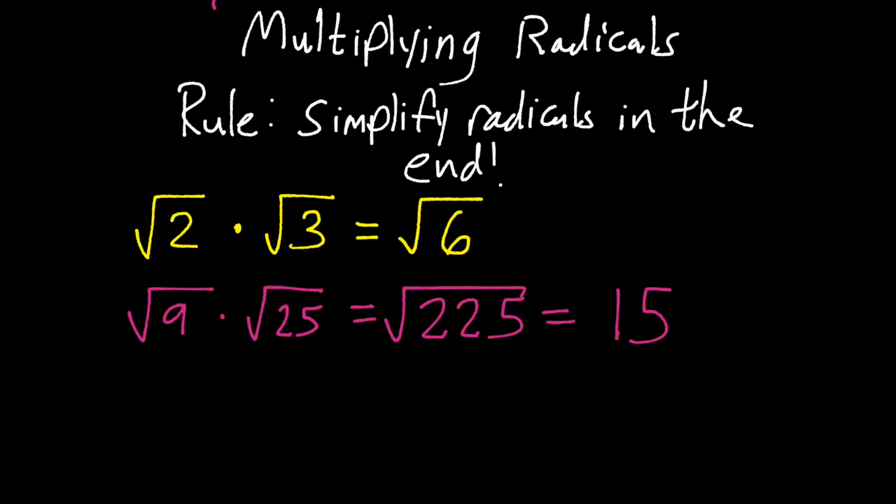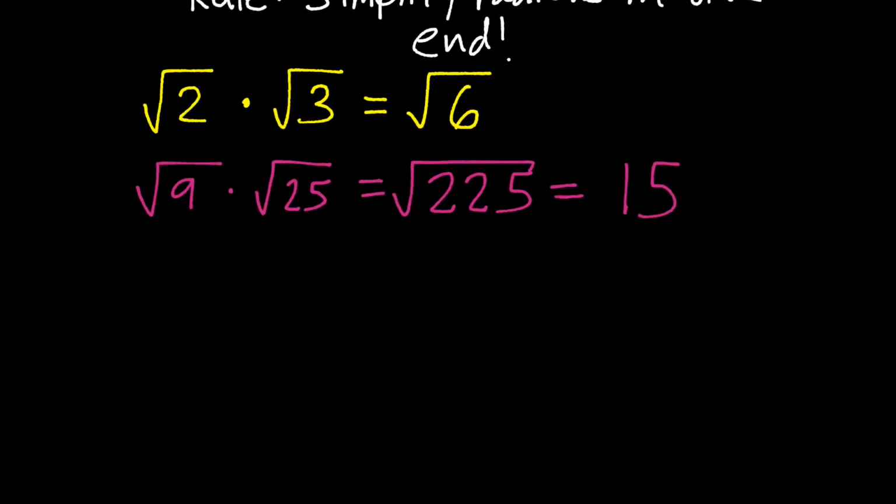How can we get that a different way? Well, look at the numbers that I multiplied by. You could do the simplifying first. The square root of 9 is a perfect square, so this becomes 3. The square root of 25 is also a perfect square, and it becomes 5. What's 3 times 5? It's 15, so it works out.